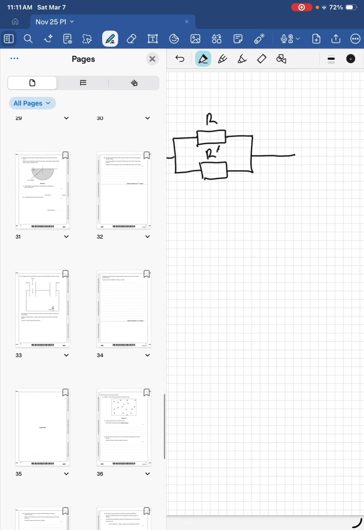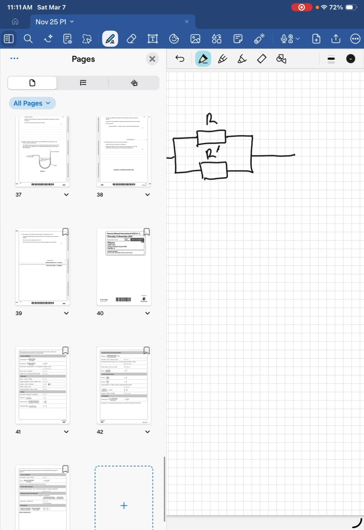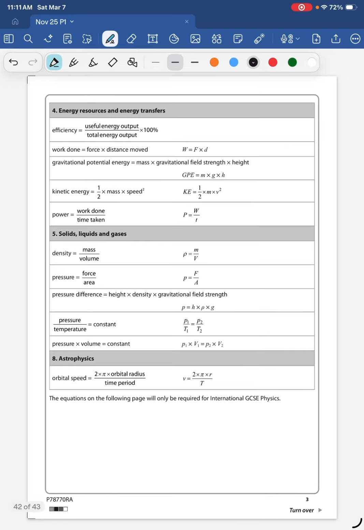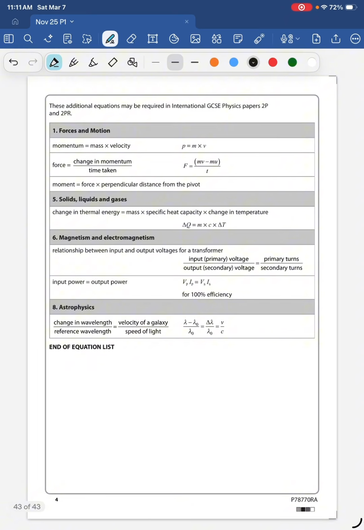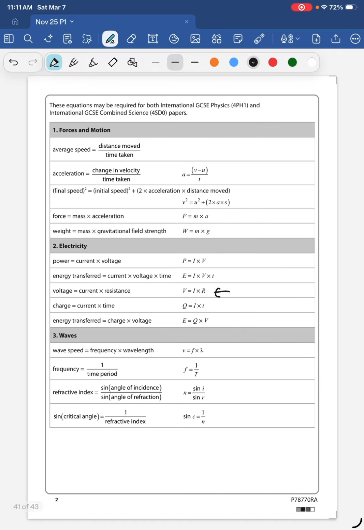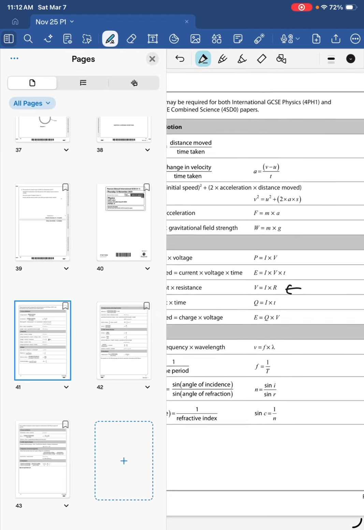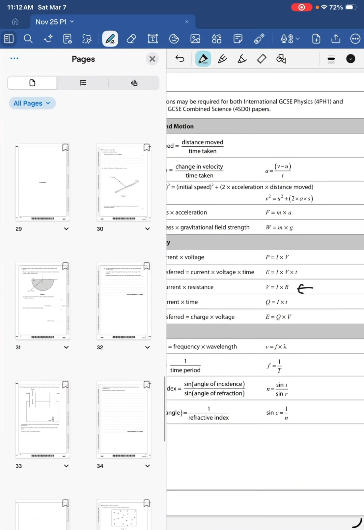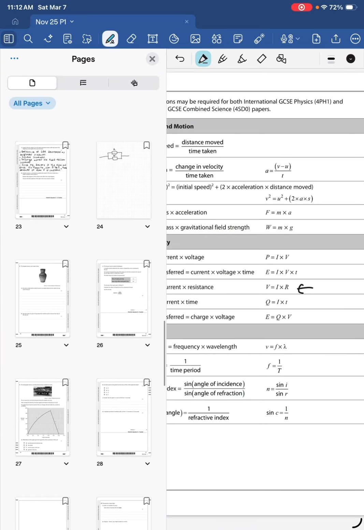Actually, let me check the back of the paper and see if they have relevant formulas. Do they? No. Okay, so you will learn about this at the A level, but I'm going to explain it anyhow because this is what I do. It's in my nature.